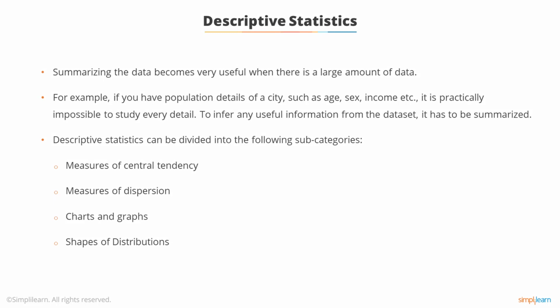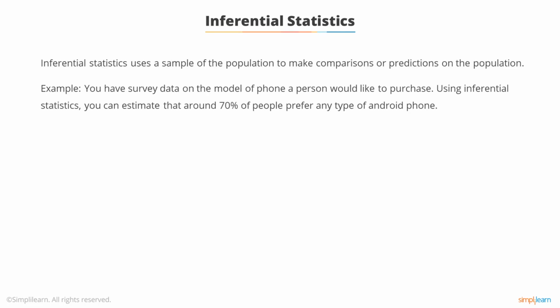For example, if you have a population, the details within that city, such as age, sex, and income, it's practically impossible to study every single detail at that minute level. So to infer any useful information from the data, it has to be summarized. And so descriptive statistics could be divided into the following subcategories: the measures of central tendency, the measures of dispersion, using charts and graphs, and then shapes of the distributions.